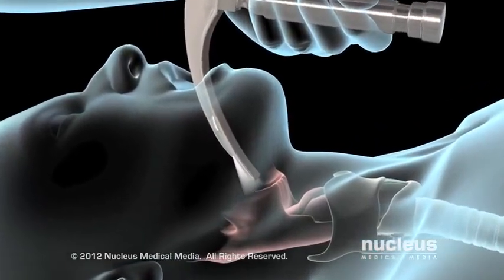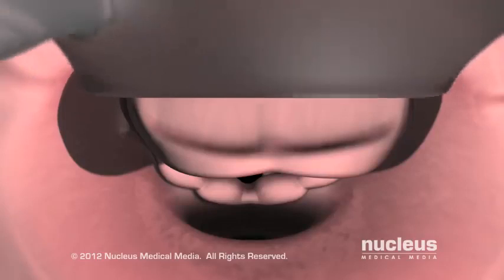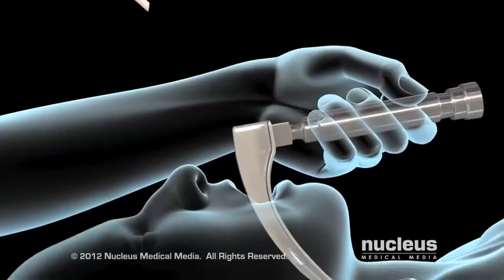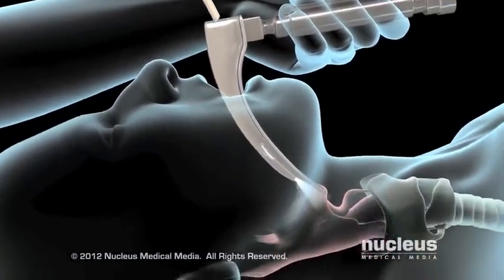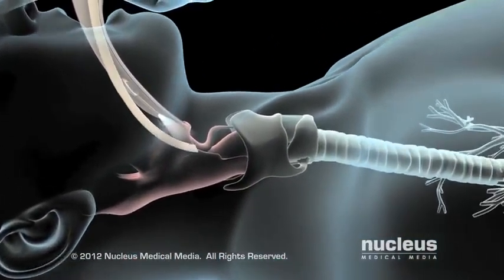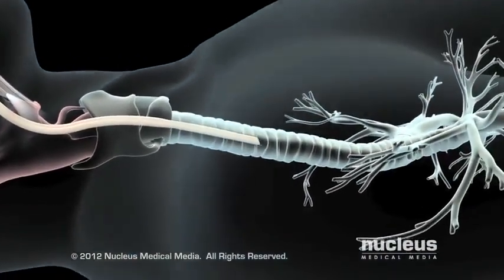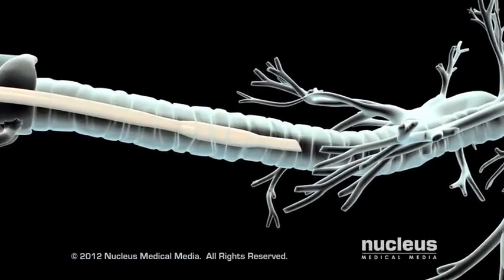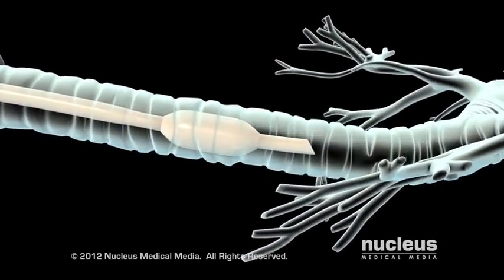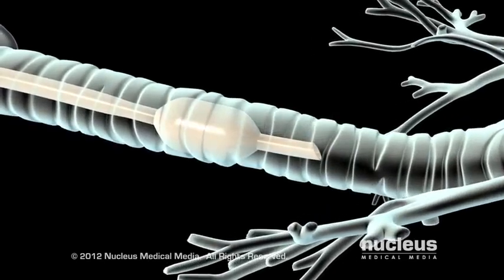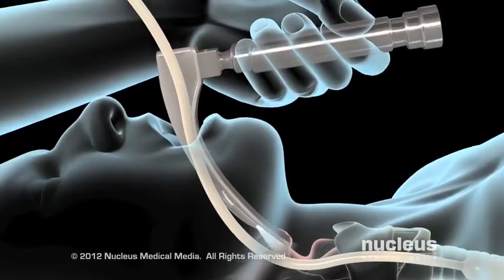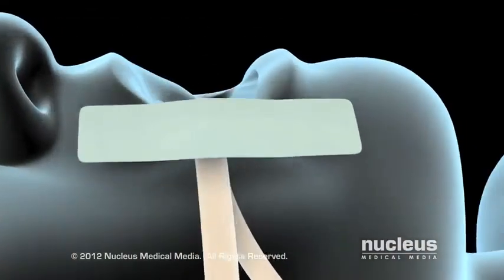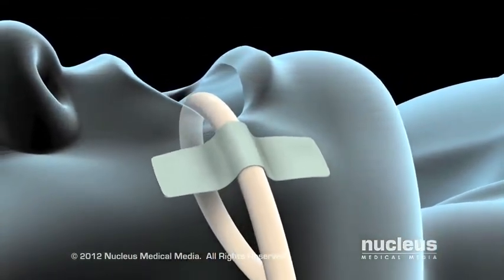Using the blade, your doctor will gently raise the epiglottis, which is a flap of tissue protecting your larynx. He or she will then advance the tip of the endotracheal tube into the trachea. Once the endotracheal tube is in the trachea, your doctor will inflate a small balloon surrounding the tube to make sure it remains snugly in place. Your doctor will remove the laryngoscope and tape the tube to the corner of your mouth to prevent it from being jostled out of position.